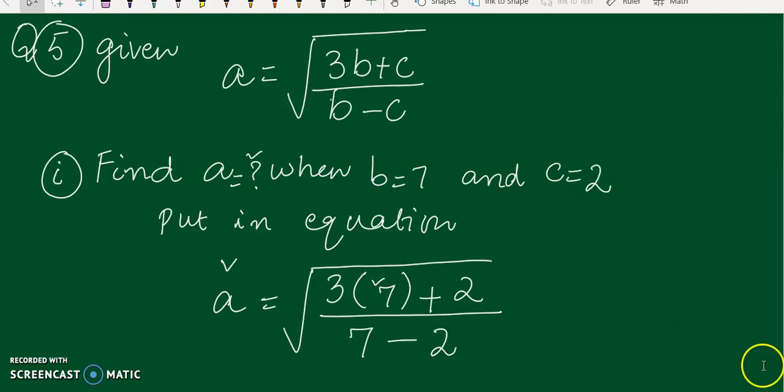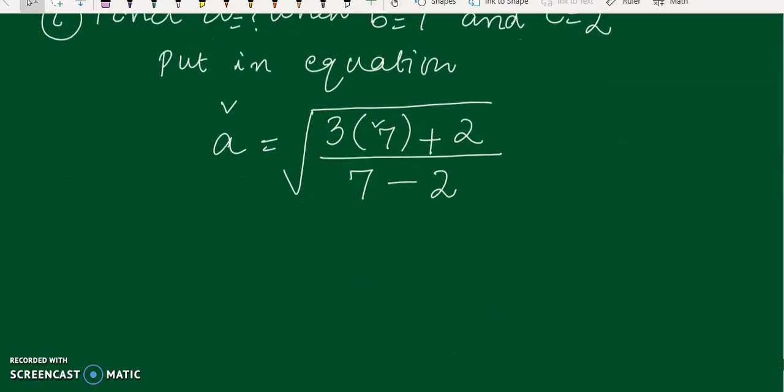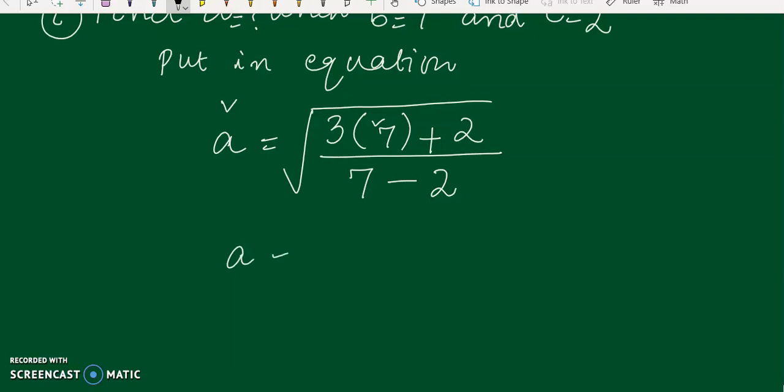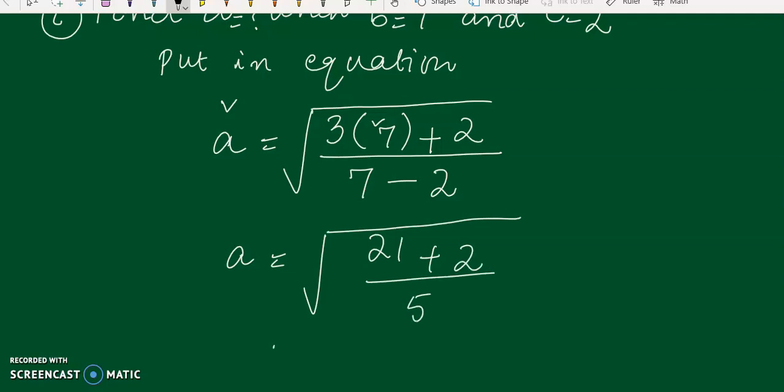Alright, now we will solve it. A equals to 3 times 7 is 21 plus 2 over 7 minus 2 is 5. So here we get 23 divided by 5. So this is our answer.